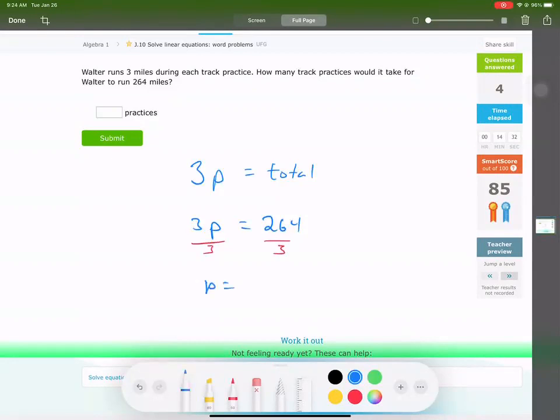P is equal to, now you can do long division. I have a fast way of doing division. I try to do division as I see it. 3 goes into 2? Doesn't work, but does 3 go into 26? Yes, it goes in 8 times. Take a look, it goes in 8 times, right? 3 times 8 is 24. Remainder 2. I'm just going to write the 2 on top. And 3 goes into 24, 8 times. So this took him 88 practices.